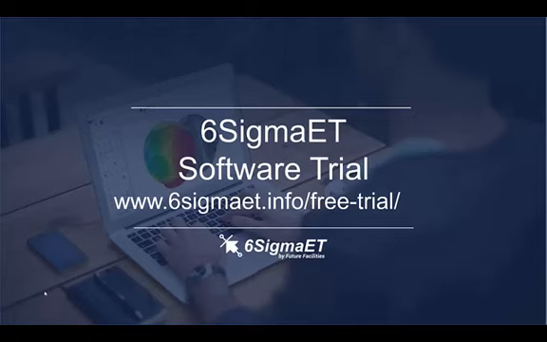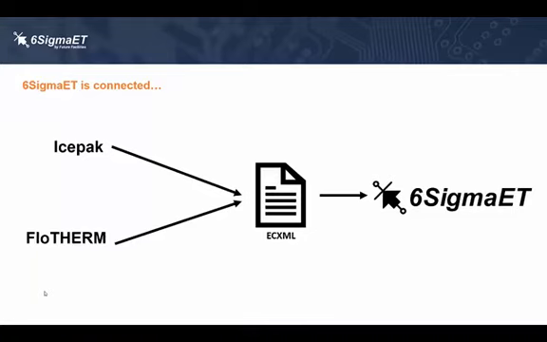If you do decide you want to switch, I'm sure you have questions about how you transition from another tool on the market to Six Sigma ET. One thing we and other people in the industry have been working on hard over the last couple of years is making it possible to transfer data from the major tools on the market, IcePack and Flowtherm: get the thermal models, export into an open format called ECXML, and then import that into Six Sigma ET. So if you've got libraries in Flowtherm and IcePack, you can bring them into Six Sigma ET and use them as part of your model.